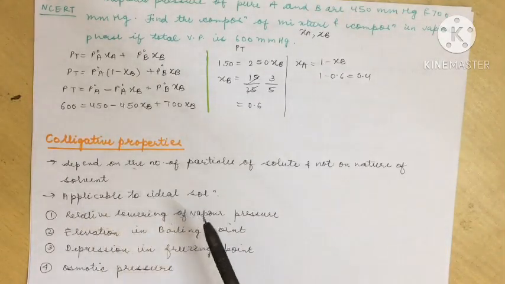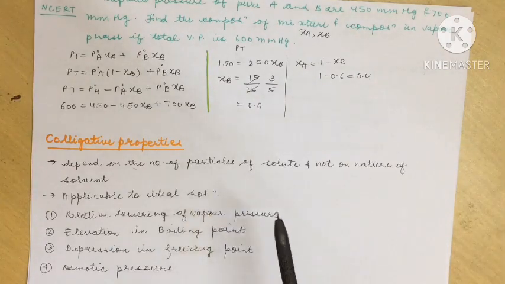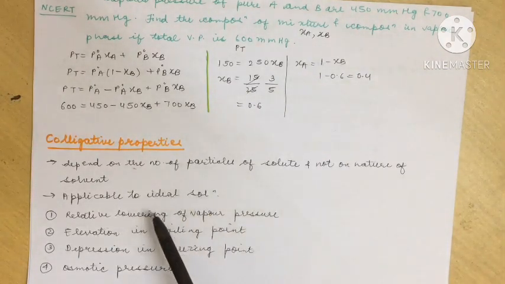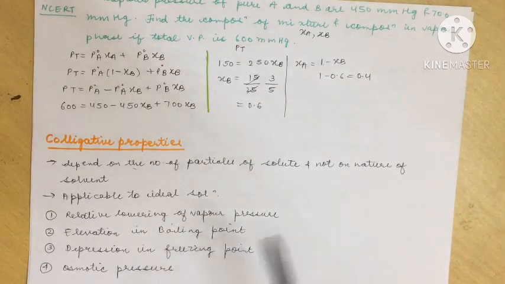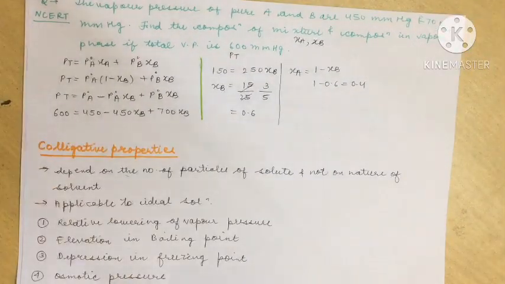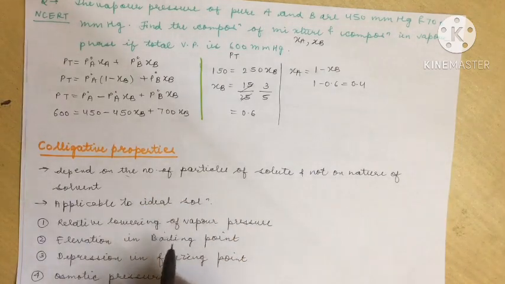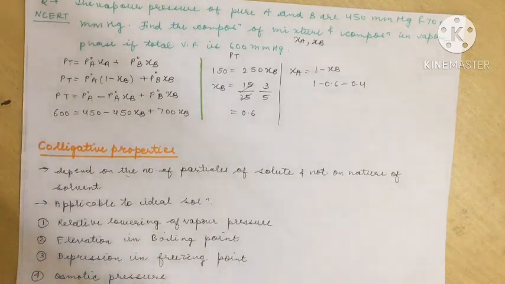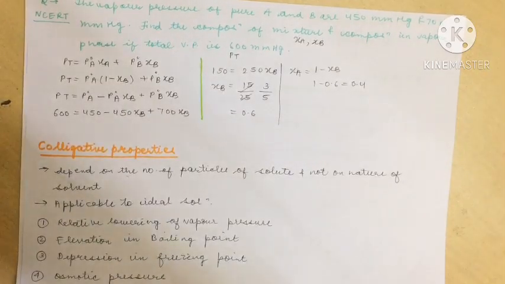These are applicable to ideal solutions only, or those solutions which are very dilute, because we know when we dilute the solution we can achieve a nearly ideal state. There are four colligative properties to be discussed: first, relative lowering of vapor pressure; second, elevation in boiling point; third, depression in freezing point; and fourth, osmotic pressure. These four colligative properties are there in our syllabus. Today we are going to start with the first two, the relative lowering of vapor pressure and the elevation in boiling point. So let us start them one by one.